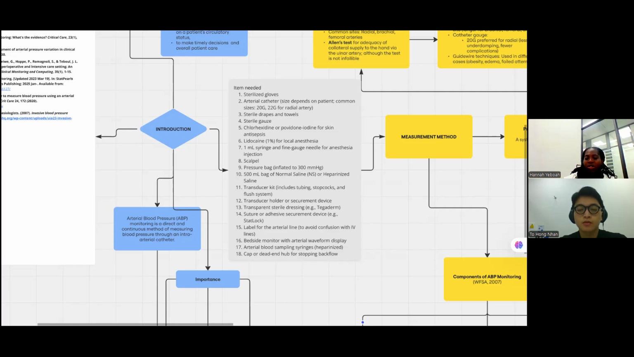Also need a bedside monitor to be able to monitor the waves that will be displayed on it. And they will also need an arterial blood sampling syringe, and it has to be heparinized. Important because to prevent coagulation. Last, we will need a cap or maybe a dead end hub for stopping backflow, in the sense that the blood doesn't flow back in terms of the measurement, which I think Brandon will talk more about. So I'm going to hand over to Brandon to continue.